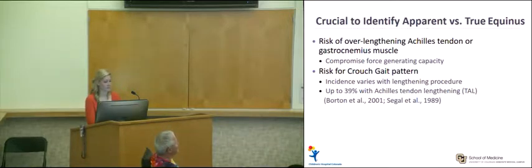The graphs really help us to determine if it's apparent equinus or true equinus by looking at the ankle curves and the knee curves.